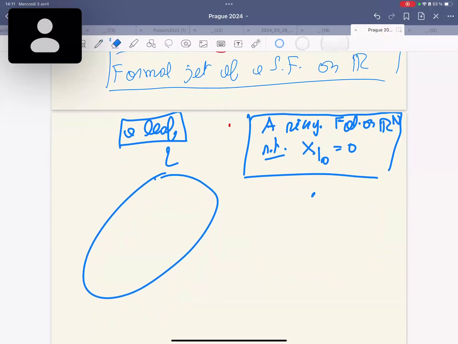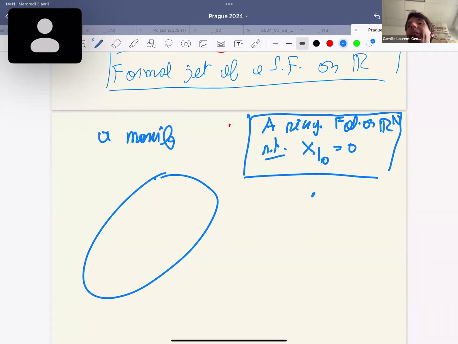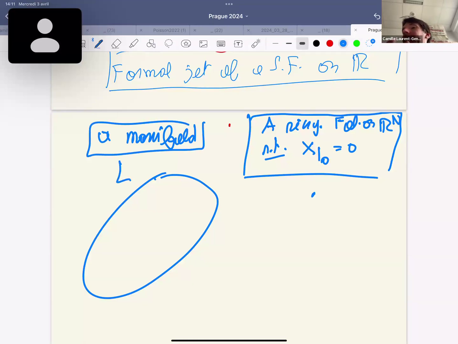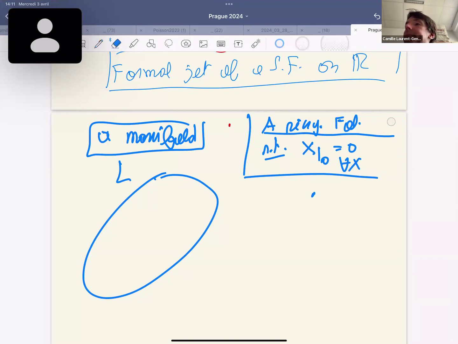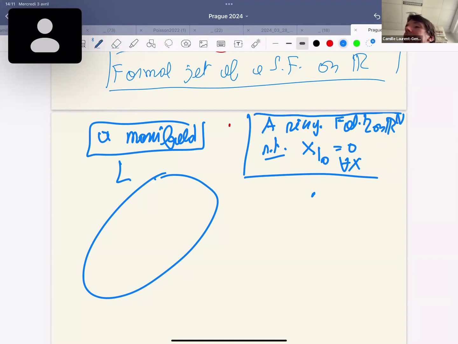So capital N is the codimension of the leaf? Yes, yes. Okay, let's say it this way. You choose a manifold, L. I call it L. Later on it is going to be a leaf. Okay, and I take a singular foliation on Rn made of the vector fields, I call it T. Well, in the neighborhood of 0 in Rn, such that all vector fields in T vanish at the 0, okay?